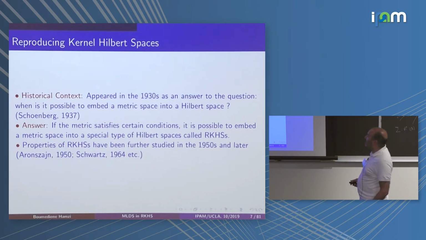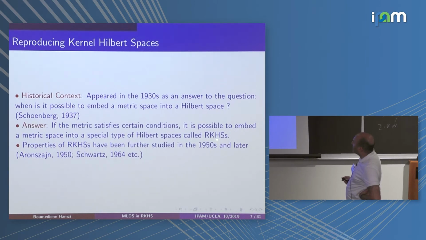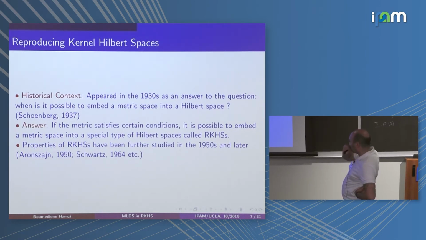So what are reproducing kernel Hilbert spaces? They appeared in the 30s as an answer to the question: when is it possible to embed a metric space into a Hilbert space? So the goal here is, is it possible to flatten a nonlinear space by going to higher dimensions? If we are working in some non-trivial space, can we apply linear tools to it? This is why the original question was asked. And the answer is that if the metric satisfies certain conditions, it's possible to embed a metric space into a special kind of Hilbert space, which are called reproducing kernel Hilbert spaces. Properties of RKHS have been studied a lot in the 50s and later on, especially in the work of Aronszajn and Schwartz. And so what are they?